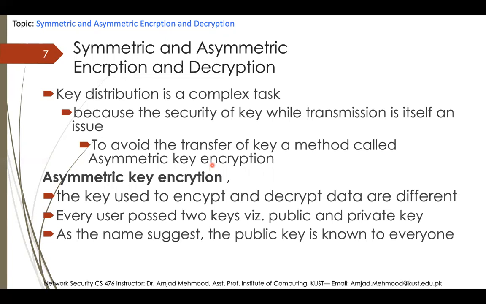So that's why asymmetric encryption was proposed. The keys used to encrypt and decrypt data are different. So in this particular technique, two different keys are used, one for encryption and another for decryption. In the coming slide, I'll be explaining how that will be maintained, because key distribution was a problem in symmetric key encryption.